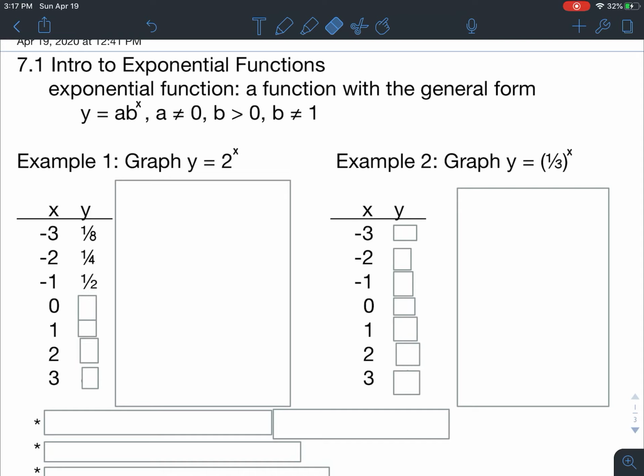2 to the -1 is 1/2. 2 to the 0 power, remember anything to the 0 power is 1. 2 to the 1 is 2. 2 to the 2 is 4. And 2 to the 3rd is 8.